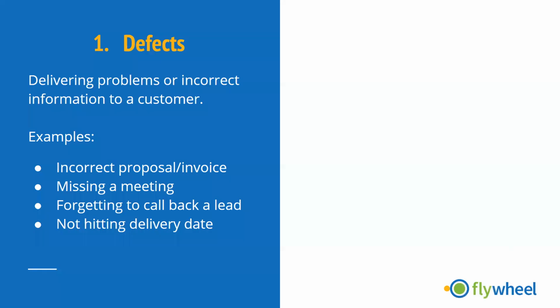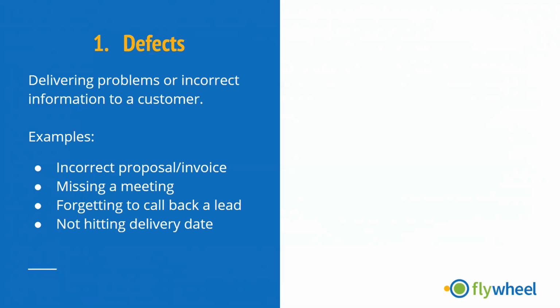And the first one is defects. So defects in lean is defined as delivering problems or incorrect information to a customer. This is applied to sales and marketing. If you're delivering the incorrect proposal or invoice, you're missing a meeting, you're forgetting to call back a lead, not hitting a delivery date.